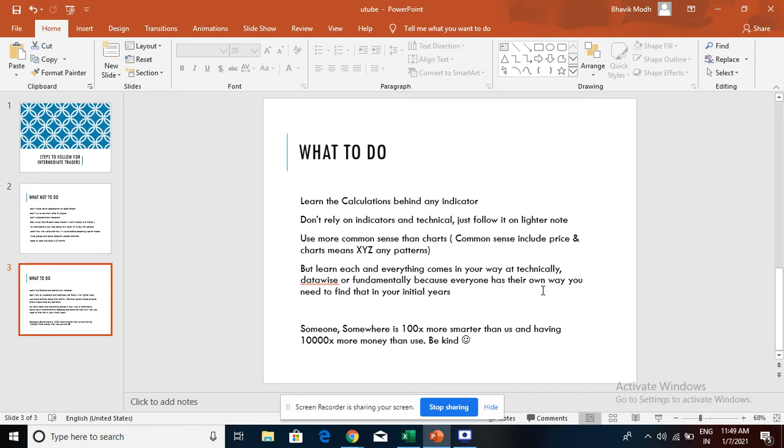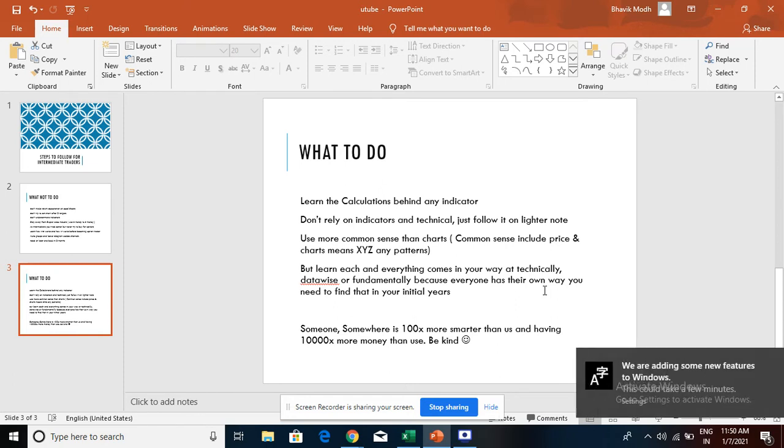There are lots of websites available, I will make a video on that. Technically you have to learn charting, candlesticks, basic price action, and more things. Whatever comes your way, you have to learn everything. This is how you will find your edge. By learning all this, you will find your edge, that you are technically a good guy, fundamentally a good guy, or data wise a good guy. You cannot be everything on your own in your initial months.